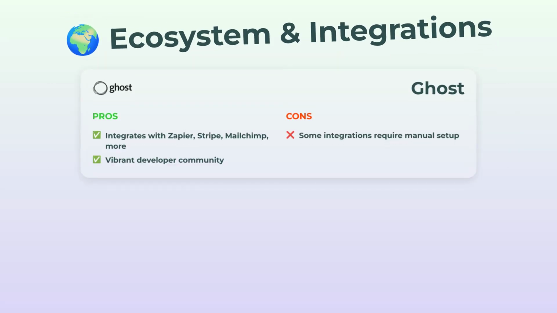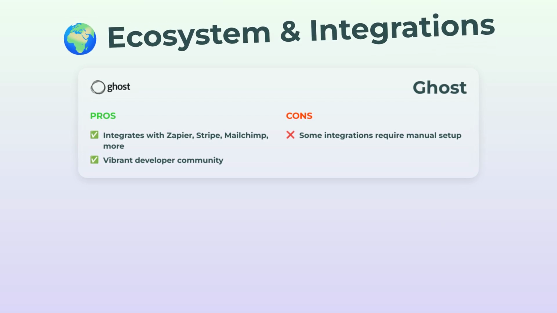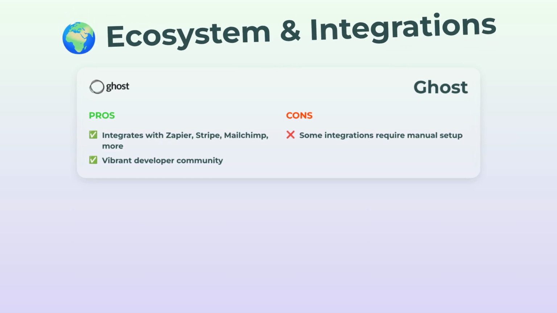Next up, ecosystem and integrations. Ghost plugs into everything: Zapier, Stripe, MailChimp, you name it. The developer community is buzzing, which is awesome if you like building new things. Small catch. Some setup can be a tad manual, so keep that in mind.